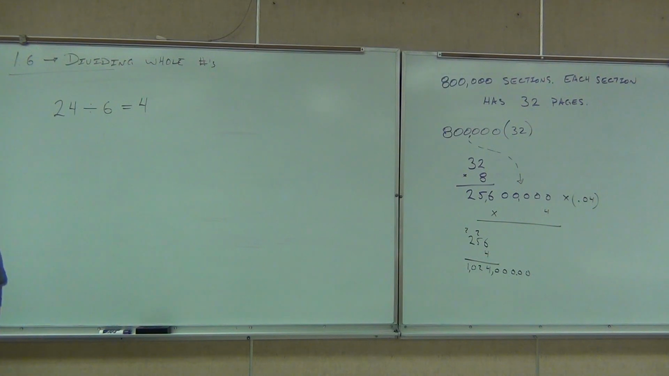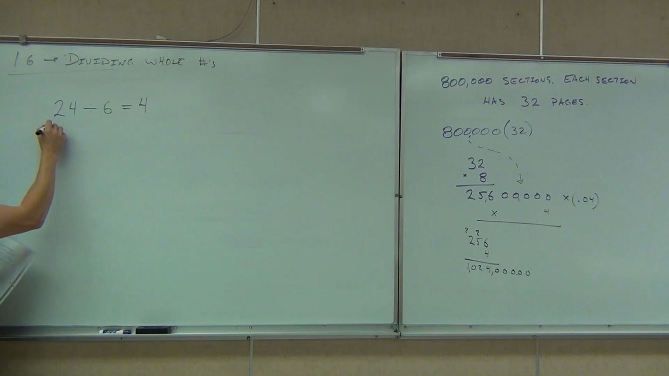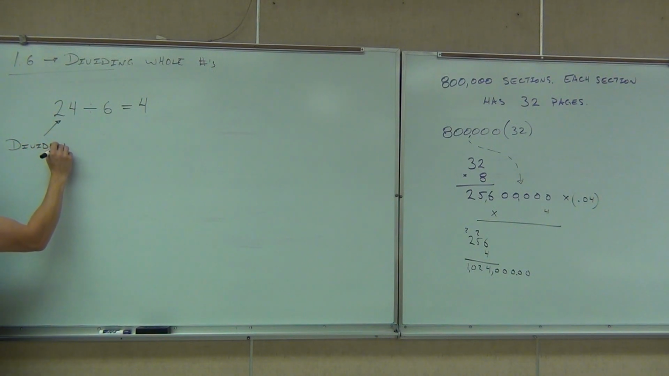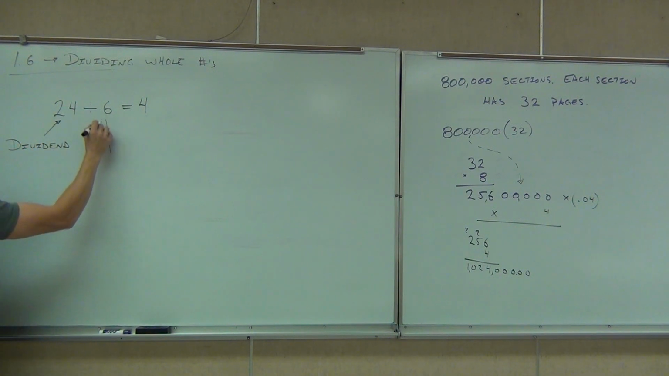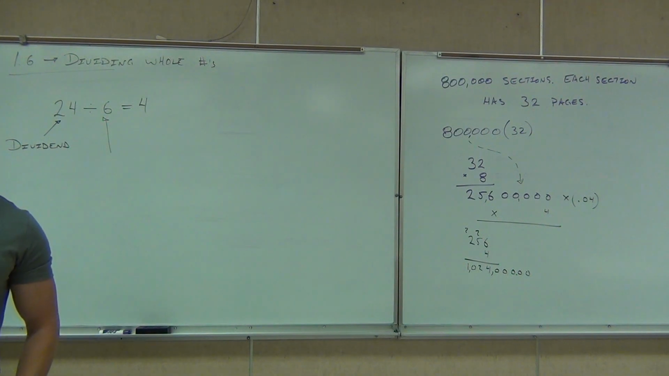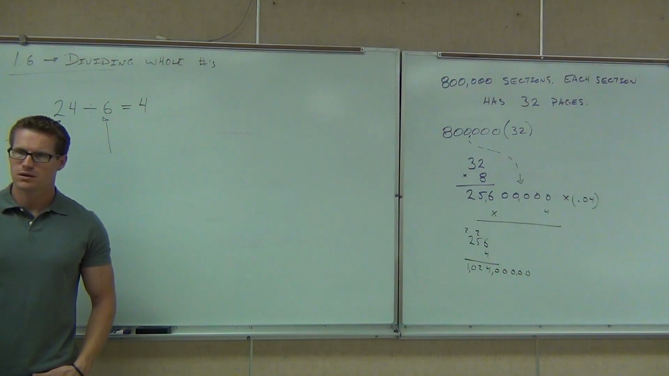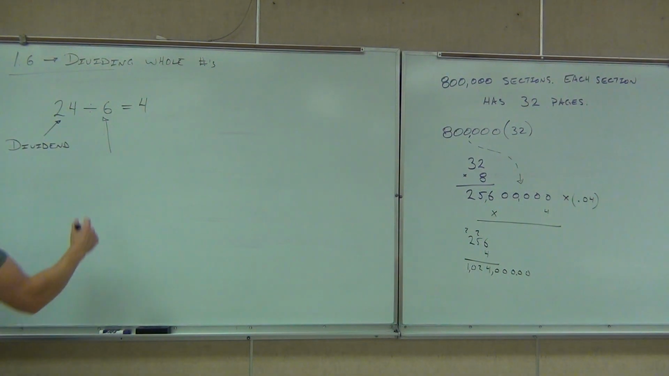Just like with addition and subtraction and multiplication, all these things have names to them. This one right here, the number you are dividing, that's called your dividend. What you're dividing by, that number is called the divisor. Can you say dividend with me? Dividend. Divisor? Divisor. Good.